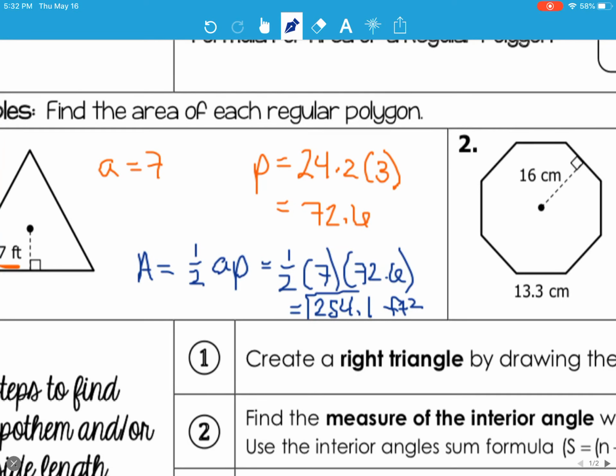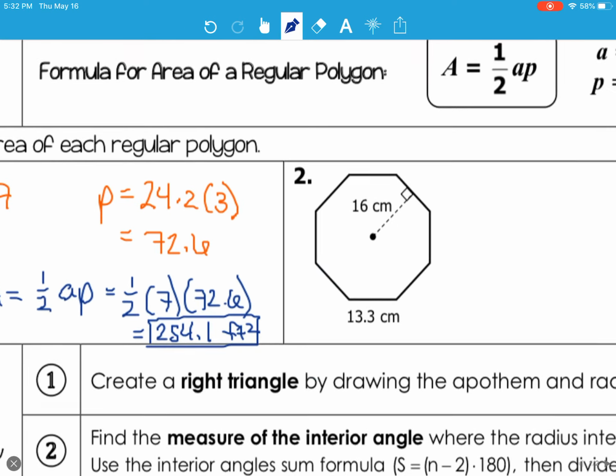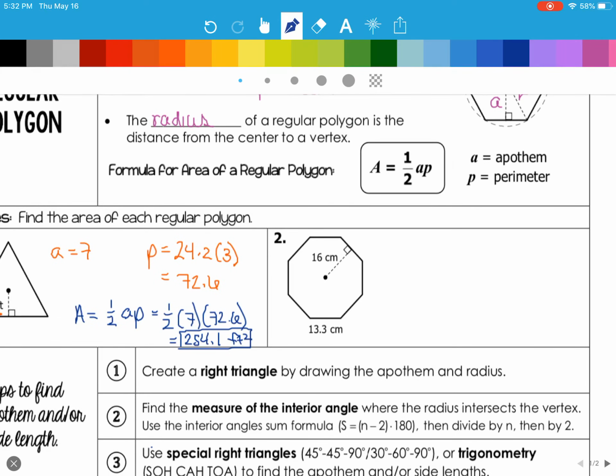All right, let's do it one more time with a simple one. So if we're looking at number 2, again, for our area formula, we need to know the apothem, and we need to know the perimeter. The apothem is given to us. It's 16 centimeters. And the perimeter we can find, this time we're going to take that 13.3 for the one side and multiply it by 8 because that's an octagon. And so that will give us 106.4.